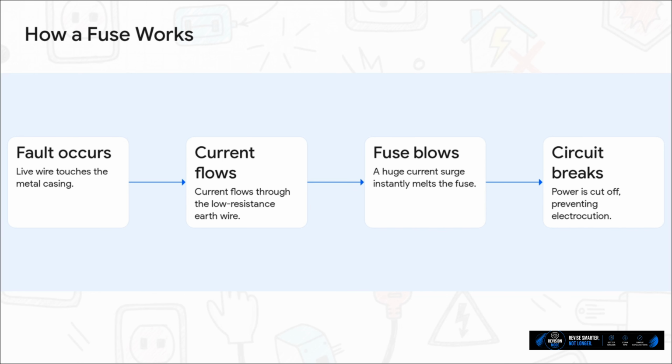Step 3, thanks to the heating effect of this sudden, massive current, that thin little wire inside the fuse instantly overheats. Step 4, the fuse melts, physically snapping the circuit in half. This cuts off the live supply, isolating the appliance entirely, and preventing anyone from getting shocked. And the craziest part? This entire sequence happens in a fraction of a second.